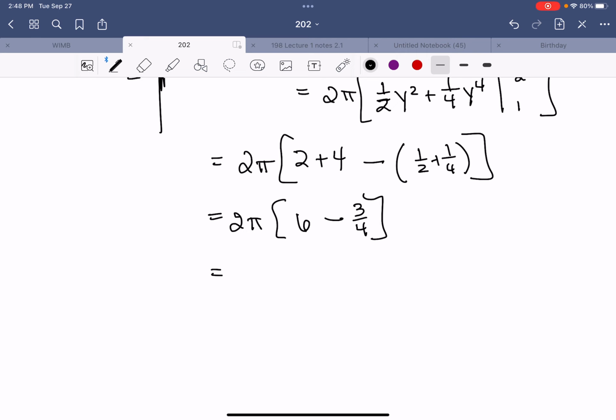Let's see, 6 is 24 over 4. So that's 21 over 4, but double it. So that's 2 pi times 21 over 4, which means we get 21 pi over 2 as our final answer.